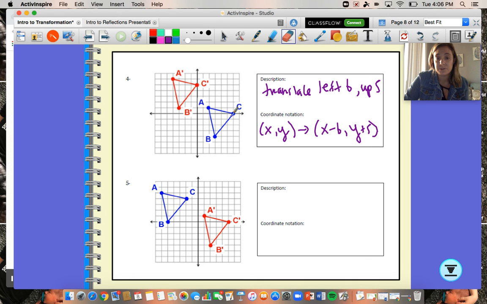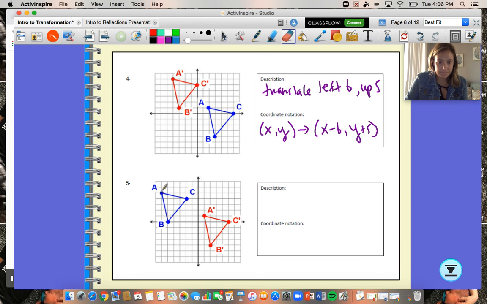If we had chosen to do that with C, that would have been fine as well. 1, 2, 3, 4, 5, 6. 1, 2, 3, 4, 5, right? They all moved the same amount, and that is why this is rigid. It maintained its shape and size because you took it and everything shifted the same amount.